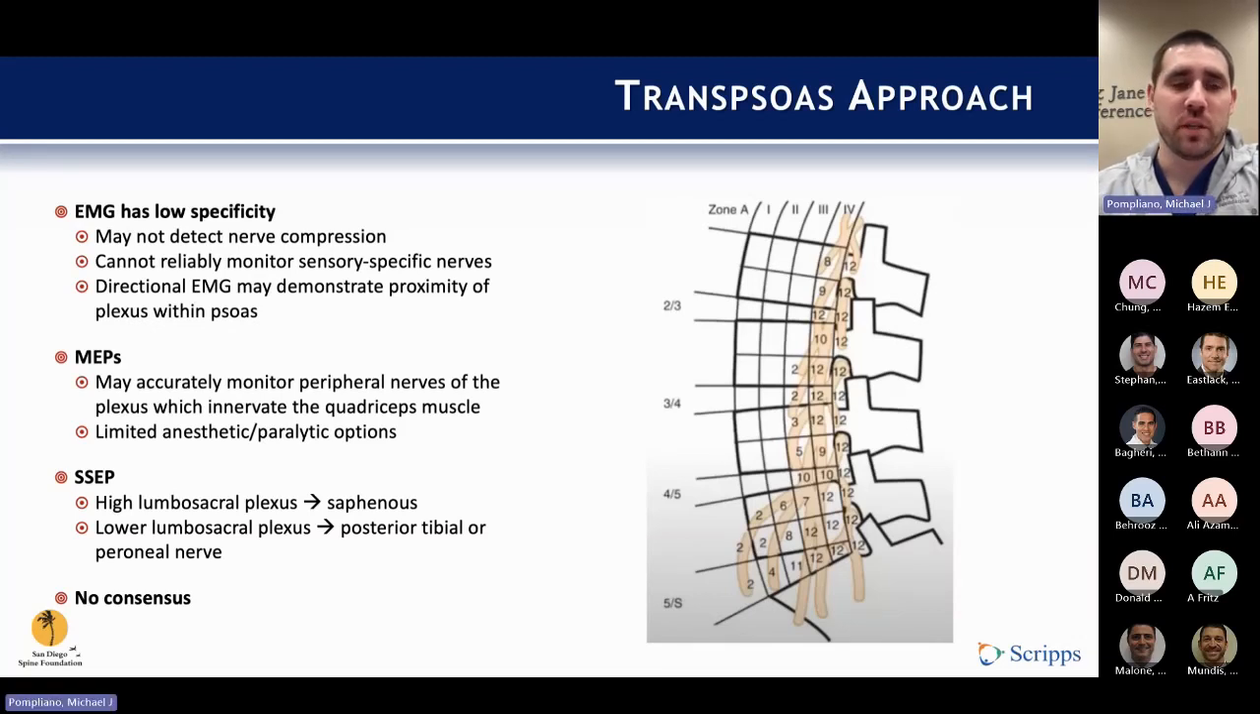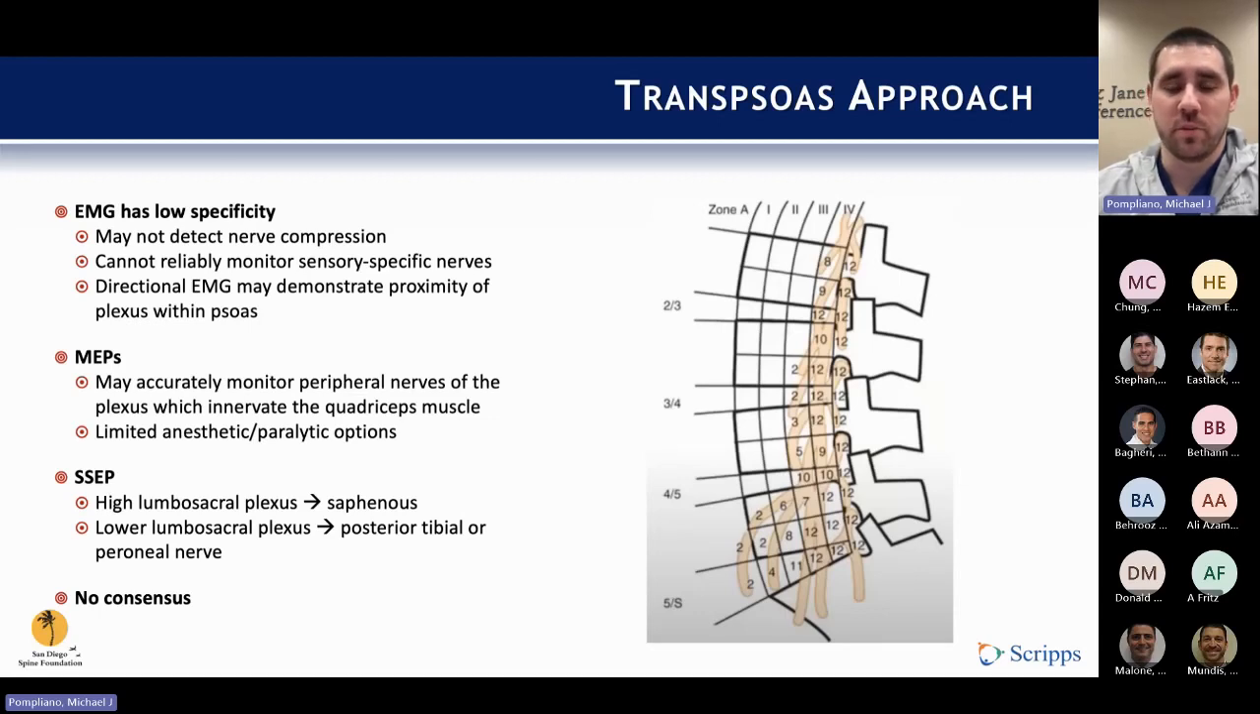From a transpsoas approach, I think this really could be its own lecture in and of itself, like we've had before, but just to touch on it briefly, EMG has the lowest specificity. It may not necessarily detect nerve compression. It cannot necessarily reliably monitor sensory-specific nerves, and the directional EMG may be helpful given the proximity of the plexus within the psoas, can help navigate where you are.